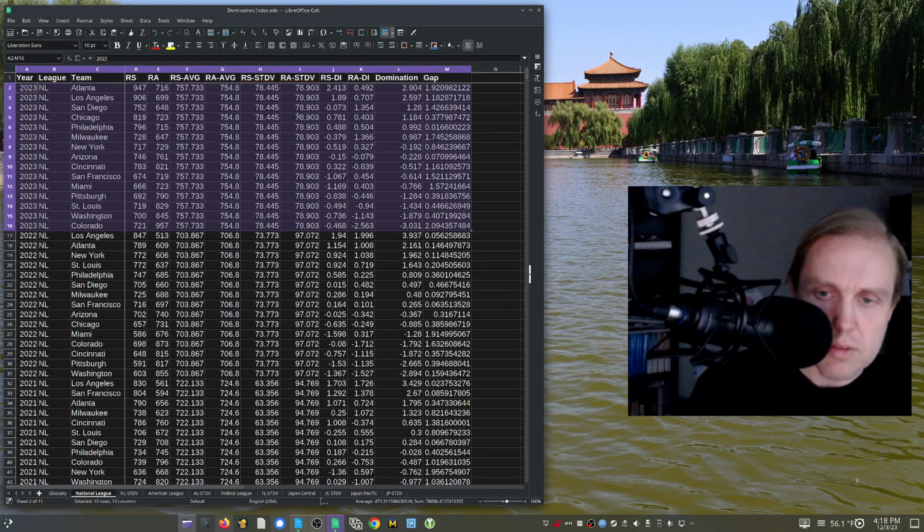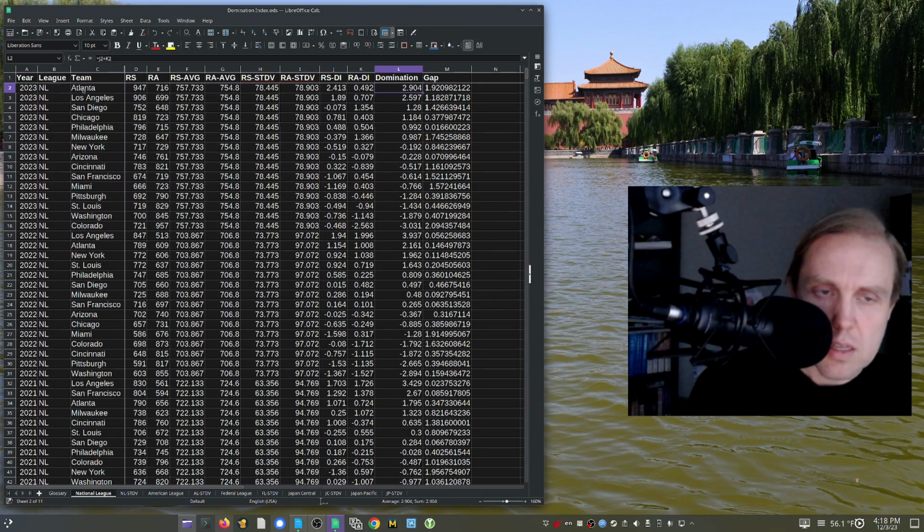And so that'll give us something. There we go. And you can see the Atlanta Braves end up with a domination index of 2.904. The Dodgers were next with a 2.597 domination index rating. In both cases, these teams had great offenses, and the pitching was not necessarily all the way there. The worst team, by the way, was the Colorado Rockies with minus 3.031.